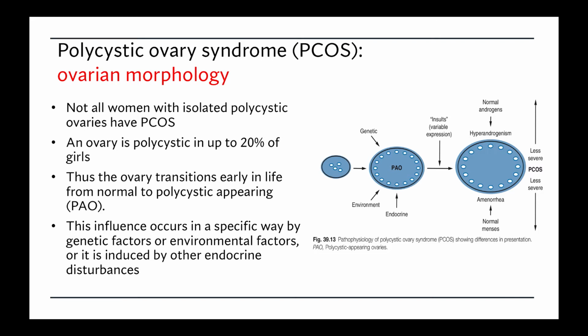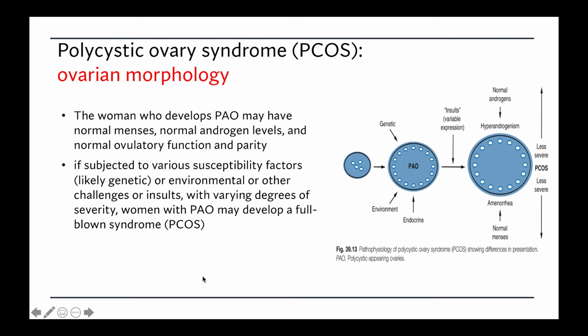As I've already mentioned, not all women with isolated polycystic ovaries have PCOS. An ovary is polycystic in up to 20% of young girls, and thus the ovary transitions early in life from normal to polycystic appearing. This influence occurs in a specific way by genetic factors or environmental factors, or it is induced by other endocrine disturbances. The woman who develops PAO or PCOM may have normal menses, normal androgen levels, and normal ovulatory function and parity.